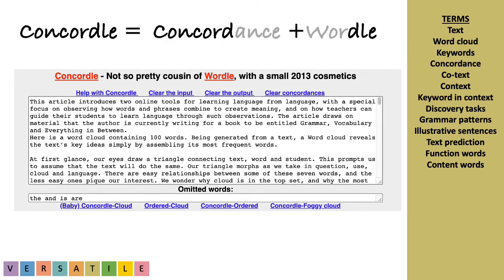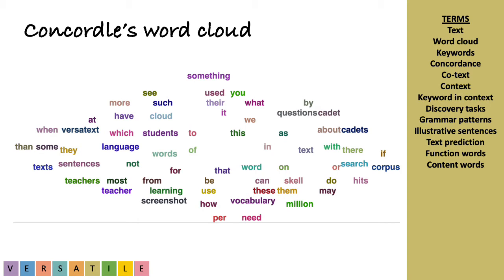Concordal, a blend of concordance and Wordle, is another online program that processes a single text. It was created by a Czech physicist working in Norway. Dr. Kolbach created this program in the process of just teaching himself JavaScript. Anyway, we paste in a text to the input field, click on one of the buttons below. The ordered cloud gives the word cloud format shown here. This word cloud does not show keyness and neither does it exclude function words.